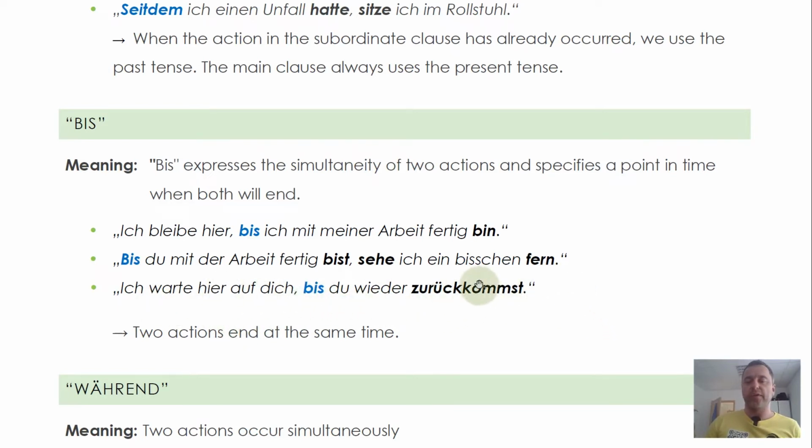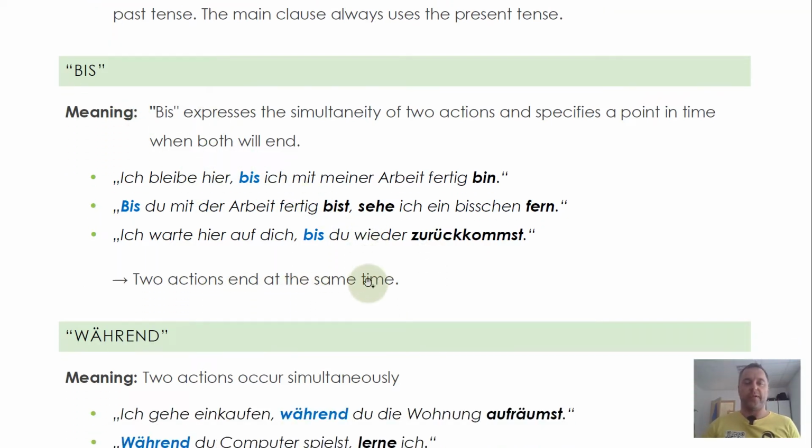I will wait here for you until you come back. So the action waiting will end in the moment I will be back. So both actions end at the same time. Pretty straightforward, same in English.